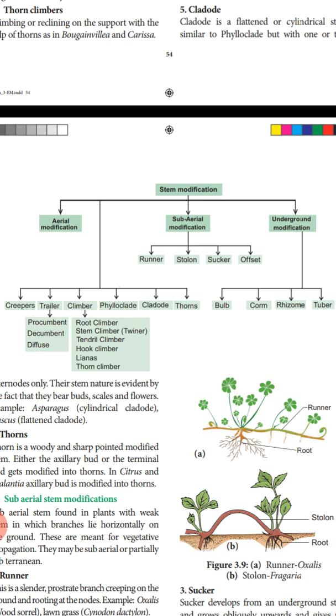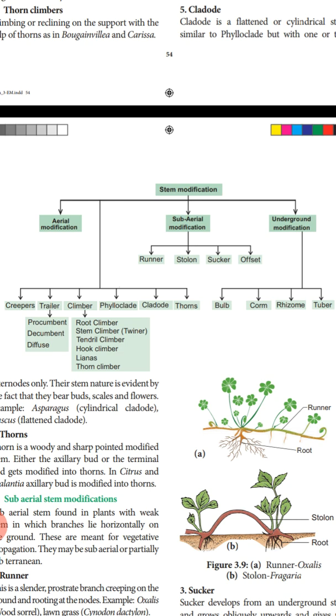So what are the modifications seen in the stem that we will be studying under aerial stem modification? The different types of aerial stem modifications are creepers, trailers, climbers, phylloclade, cladode and thorns. Here we can find the creepers, trailers and climbers. They have the weak stem. Next, phylloclade and cladode, where the stem is modified to perform the function of photosynthesis. And the next type, the thorns, where the stem is modified to give protection to the plant.